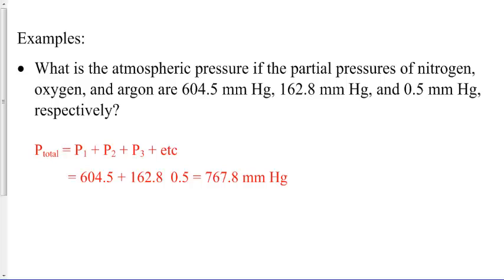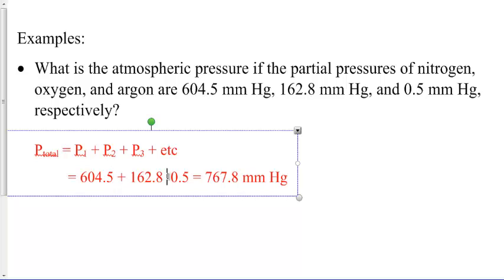Okay, here's our first example. What is the atmospheric pressure if the partial pressures of nitrogen, oxygen, and argon are 604.5 millimeters of mercury, 162.8 millimeters of mercury, and 0.5 millimeters of mercury, respectively? We just use our equation for P total. It's all the partial pressures added together. In this case, there are three partial pressures.